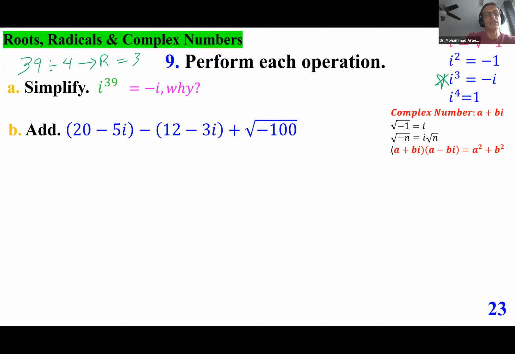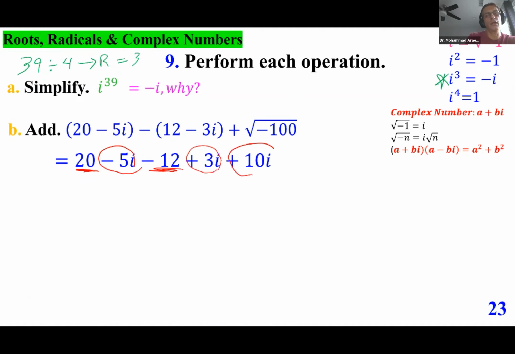We want to add this up. So 20 minus 5i minus 12 plus 3i plus, change this to 10i. 20 minus 12 gives us 8, minus 5i, plus 3i, plus 10i, that's 8i.